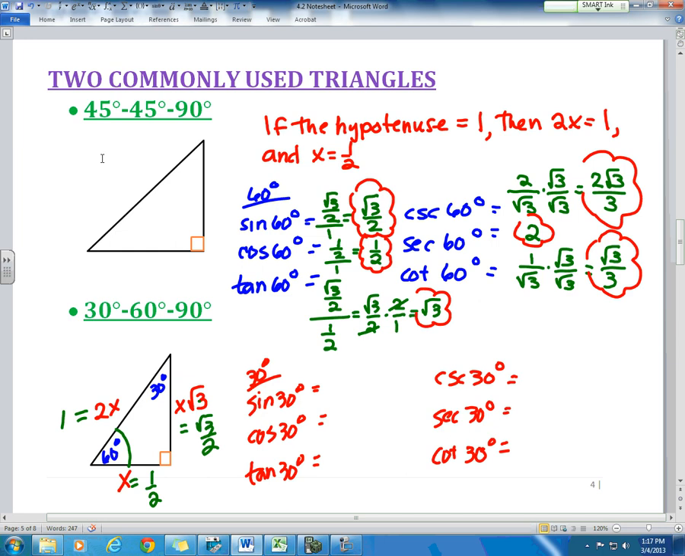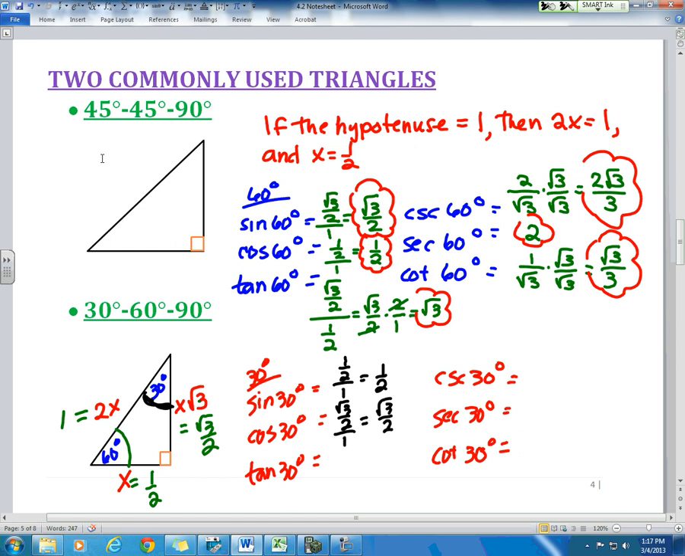All right, this time we're going to be focusing on the angle up here. So sine is opposite over hypotenuse. That's going to be 1/2 over 1, which is 1/2. Cosine of 30 degrees is adjacent, radical 3 over 2, over 1, which is radical 3 over 2.